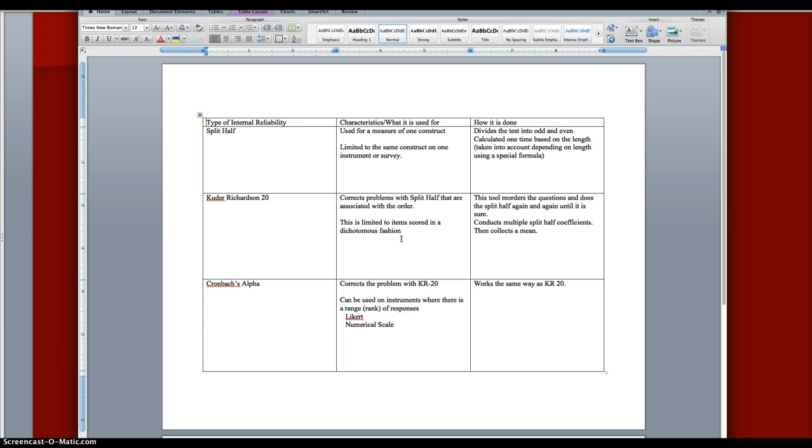The Cronbach's Alpha is the one that you're probably going to see. It corrects the problem that the Kuder-Richardson 20 has, in that it is usable with a variety of instruments, for example, ordinal data like a Likert type scale or a numerical scale. What it does is it keeps comparing the split half of questions over and over and over. So those are the three major types that you'll come across.